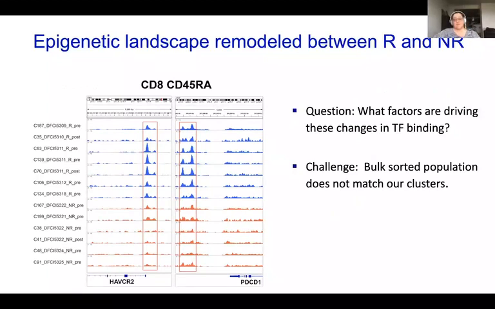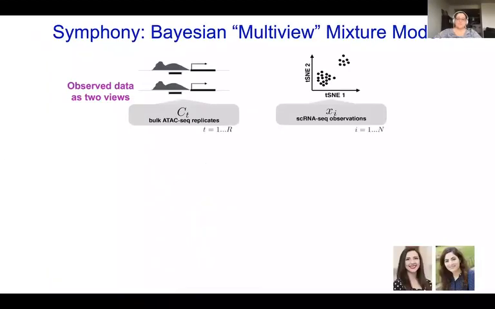For example, the bulk sorted populations don't exactly match our clusters. The binding factors don't exactly pop out of ATAC-seq data, even though there's some information about that. So here we needed to develop another model. There's a lot of models that went into this work. And this is work by Cassandra and Elam again, and our Symphony multi-view mixture model.